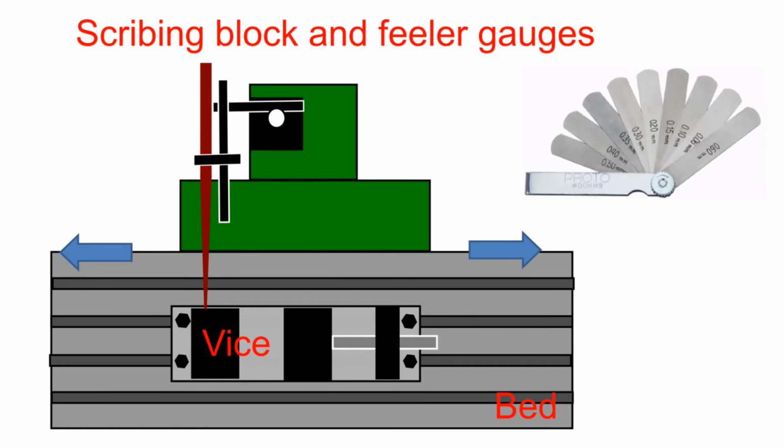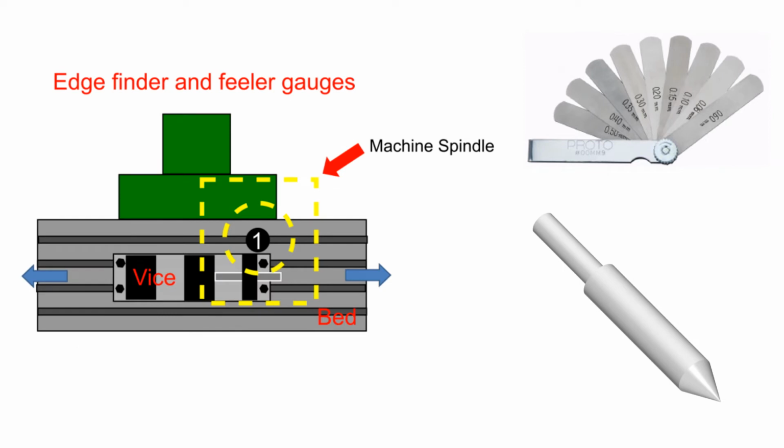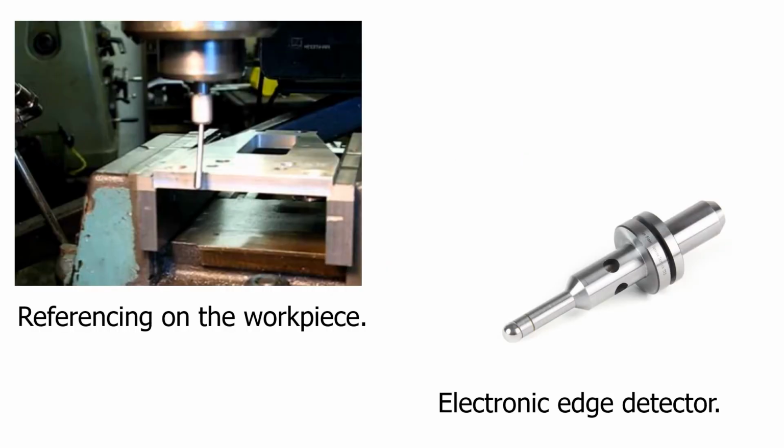Pictured here, we can see a scribing block and feeler gauges used to align the milling vise. An edge center finder is also commonly used with paper or feeler gauges to align workpieces and work holding devices on milling tables. Pictured also is the edge center finder you made in year 1. Sometimes the workpiece is used for alignment, not the work holding device.